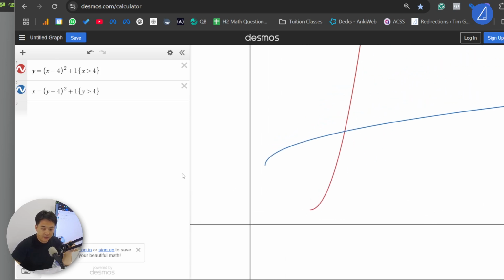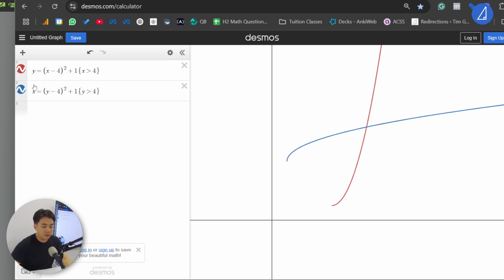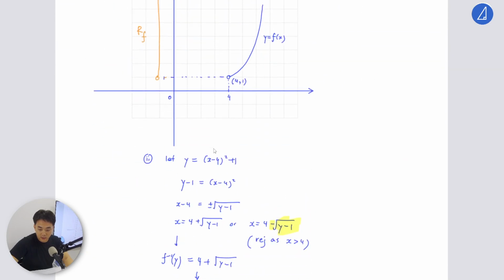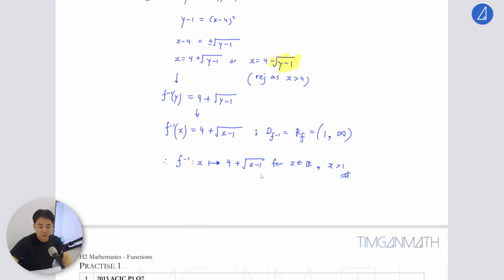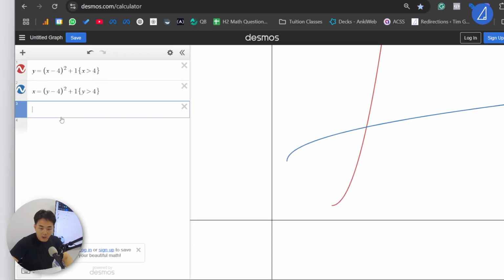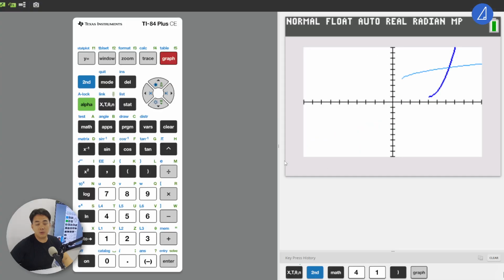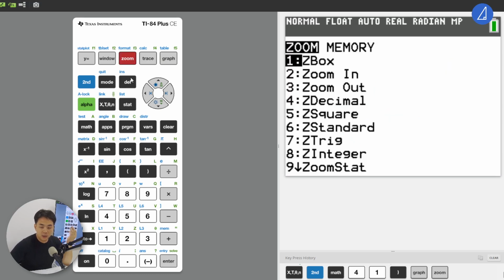Of course, we can't key this into the GC. But what this signifies is the equation that we got just now, which we can key into the GC, that's why it's important. Also understand that the inverse is always a reflection about the line y equals x. Now compare this nice graph with the graph you get from the GC. What's the difference? This one looks slanted, right? So first, you can just zoom out.